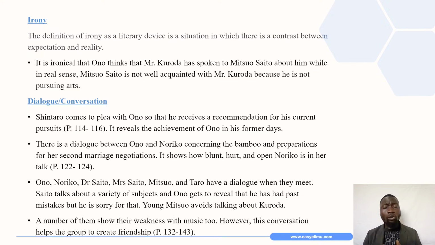So another style that we also have here, dear students, is dialogue or conversation. So under this style, we are told that Shintaro comes to play with Ono so that he receives a recommendation for his current pursuits. So this reveals the achievement of Ono in his former days. So there is also a dialogue between Ono and Noriko concerning the bamboo and the preparations for her second marriage negotiations. So again, this shows how blunt, hurt, and open Noriko is in her talk with her father.